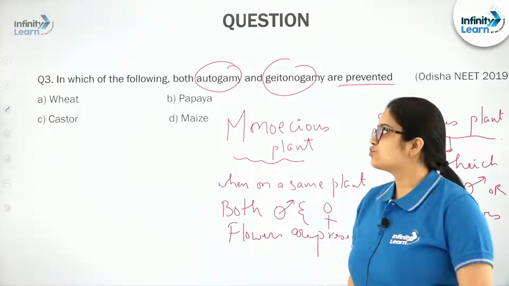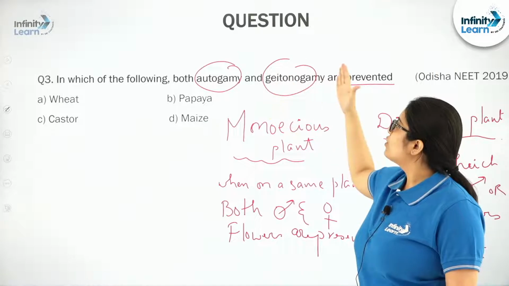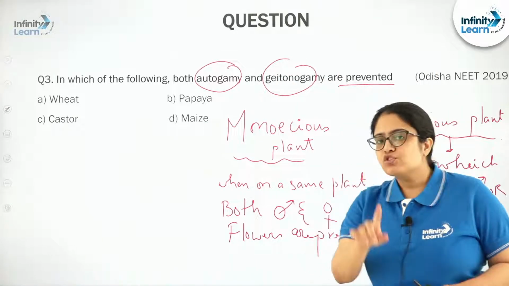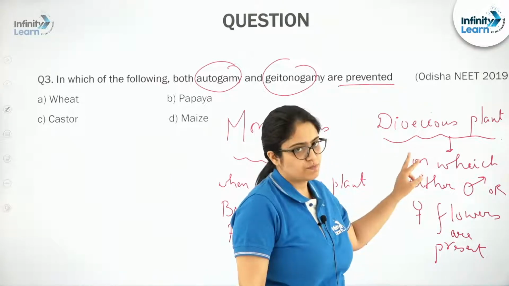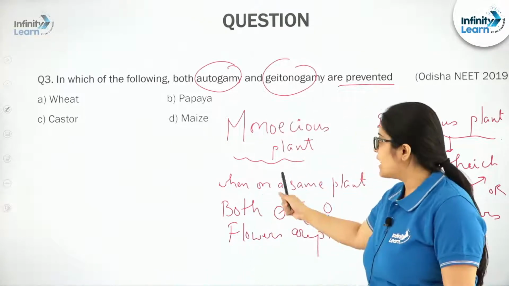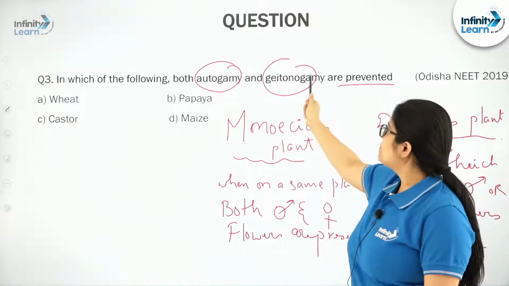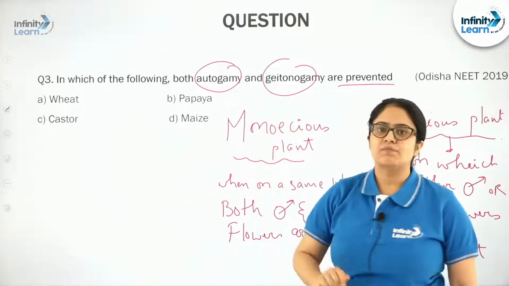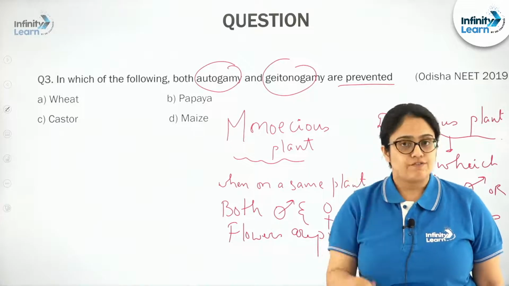Now, understand students, both autogamy and geitonogamy can be prevented in a dioecious plant. A monoecious plant can only prevent autogamy. It cannot prevent geitonogamy. So, remember students, for autogamy to take place, the plant should possess bisexual flowers, right.